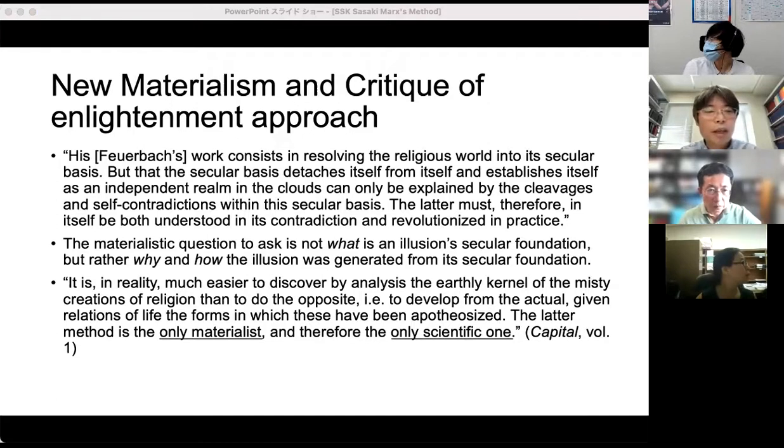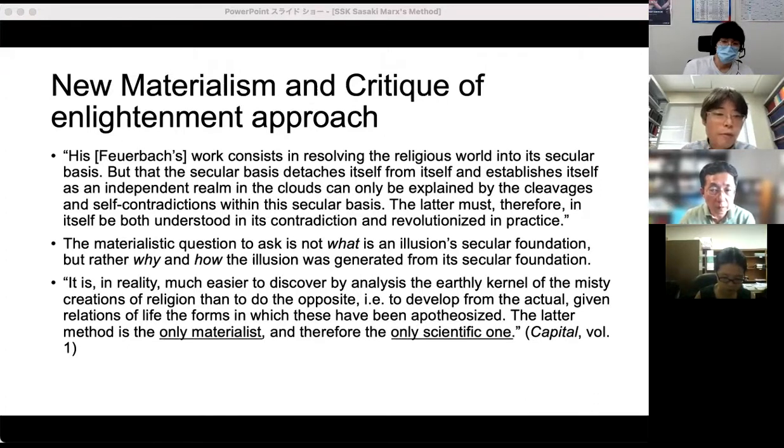Marx wrote in Theses on Feuerbach, Feuerbach's work consists in resolving the religious world into its secular basis. But that the secular basis detaches itself from itself and establishes itself as an independent realm in the clouds can only be explained by the cleavages and the self-contradictions within this secular basis. The latter must therefore in itself be both understood in its contradiction and revolutionized in practice.